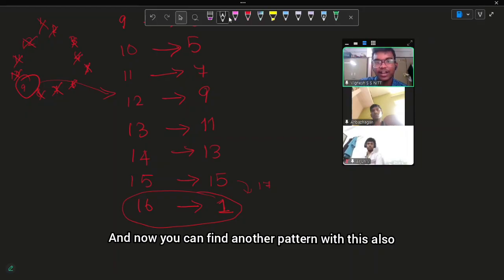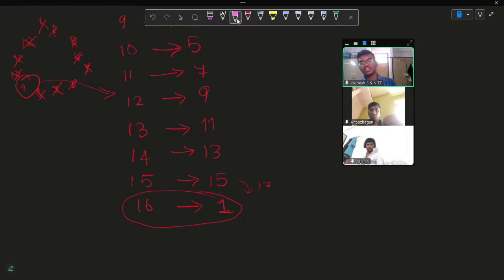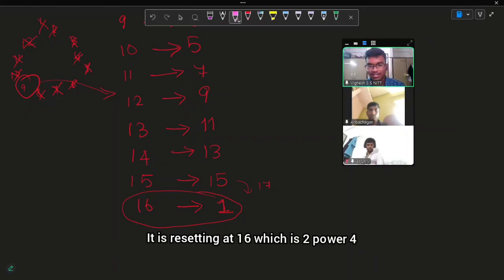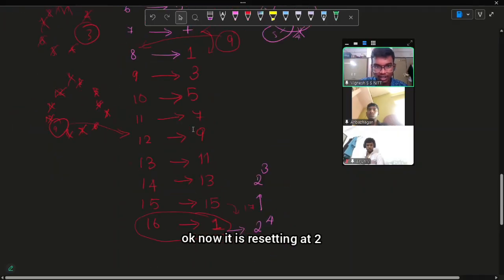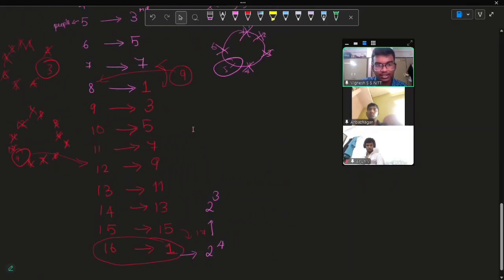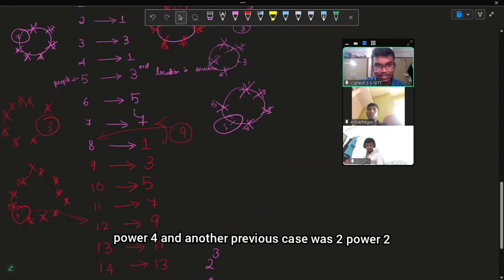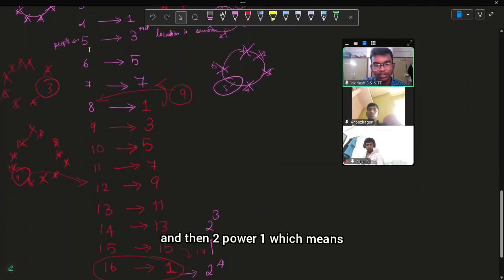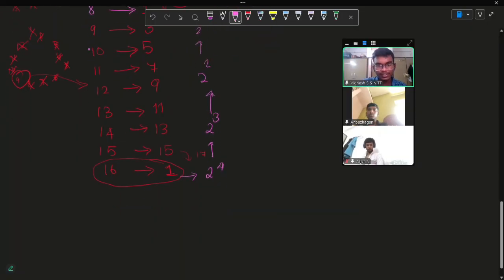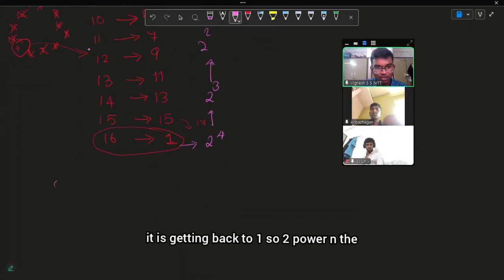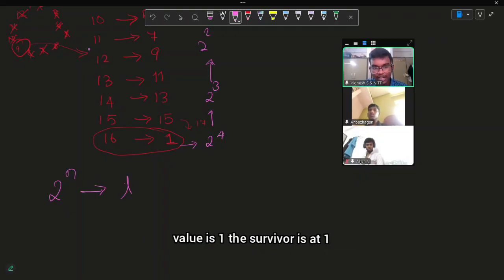And now you can find another pattern with this also. It is not resetting at some random position. It is resetting at 16, which is 2 power 4. Previously, it reset at 2 power 3, 8. Now it is resetting at 2 power 3, 2 power 4, and another previous case was 2 power 2 and then 2 power 1, which means every 2 power n, it is getting back to 1. So at 2 power n, the value is 1.